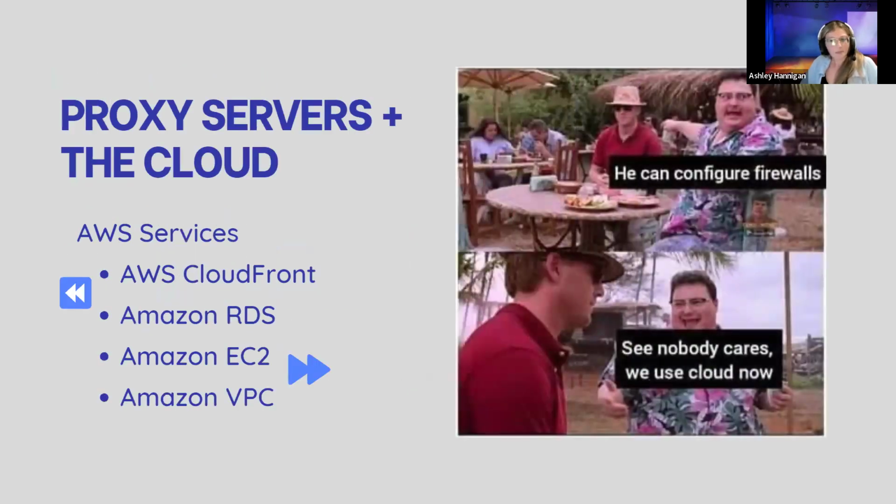So some quick examples of proxies in the cloud. If you want to deploy reverse proxies, you would want to use services like AWS CloudFront or even Amazon RDS, which is fully managed. If you wanted to deploy forward proxies in AWS services, you would want to use Amazon EC2 instances or even the Amazon Virtual Private Cloud.